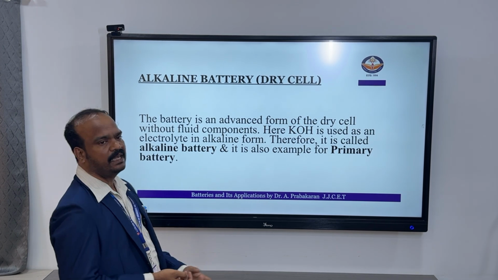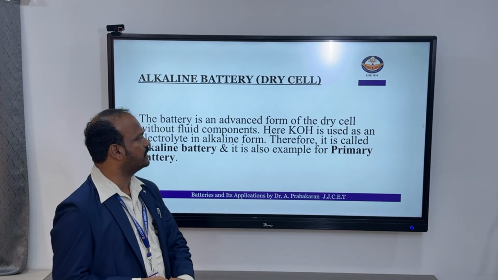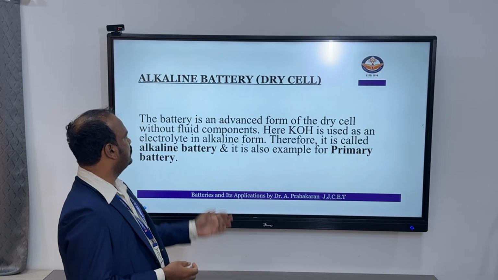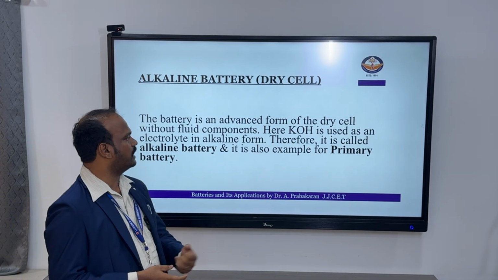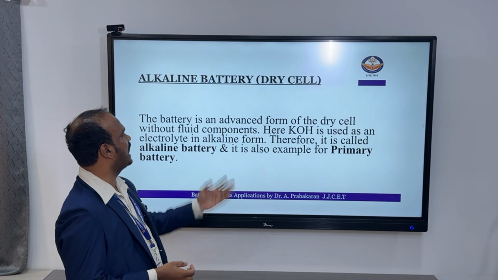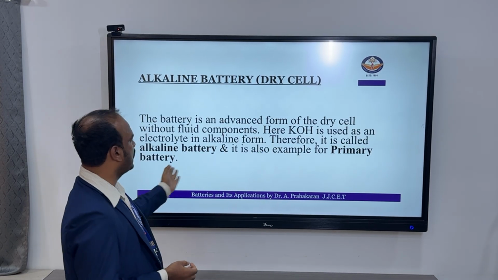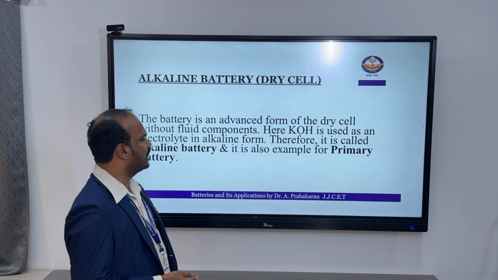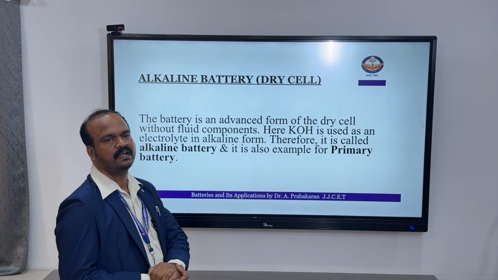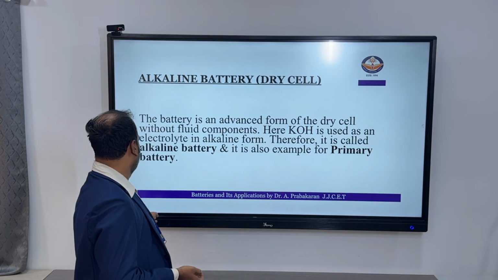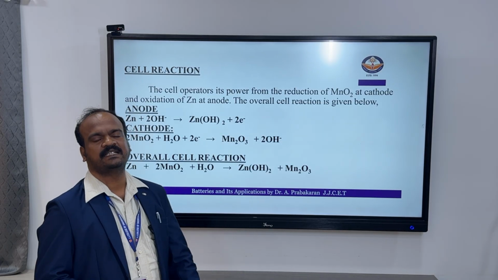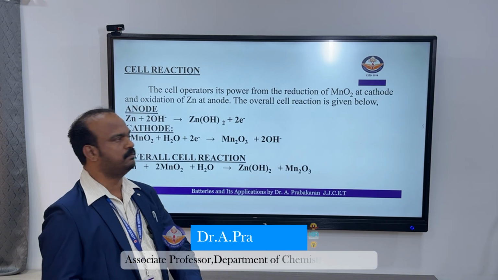What is the meaning of alkaline battery? The alkaline battery is an advanced form of the dry cell. Without the fluid components, here potassium hydroxide is used as an electrolyte in alkaline form. That's why we call it the alkaline battery, and it is also an example of a primary battery. The electrolyte has the alkaline form. So what cell reactions are present in the alkaline battery?